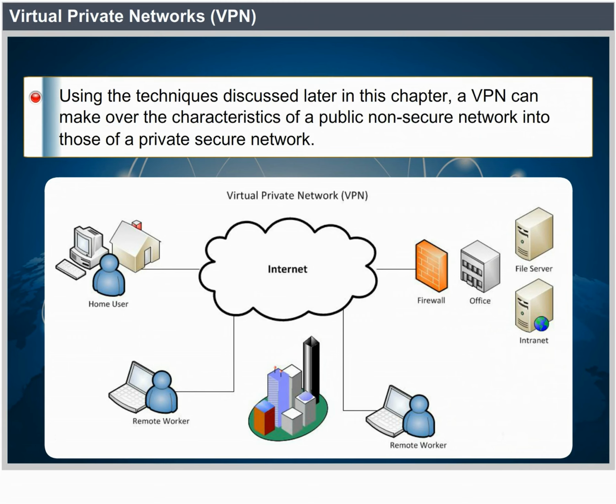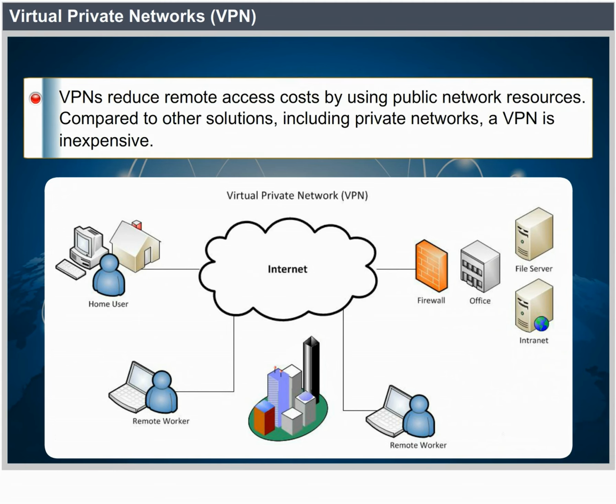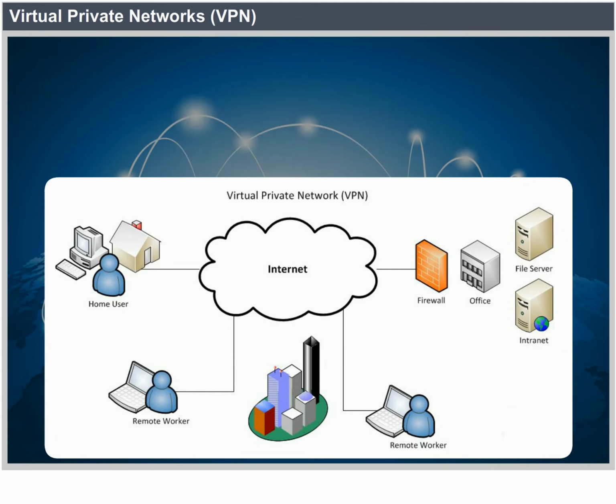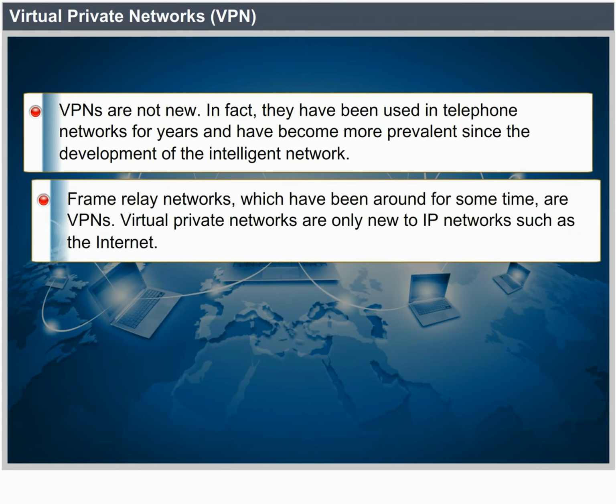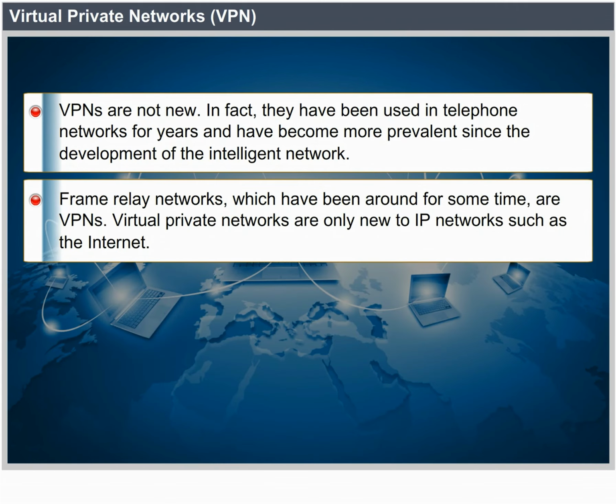VPNs reduce remote access costs by using public network resources. Compared to other solutions including private networks, a VPN is inexpensive. VPNs are not new. In fact, they have been used in telephone networks for years and have become more prevalent since the development of the intelligent network. Frame relay networks, which have been around for some time, are VPNs. Virtual private networks are only new to IP networks such as the Internet.